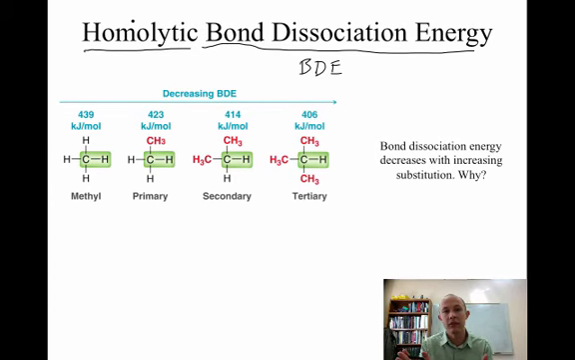This is different than what we've seen previously. Usually we see 2 electrons go to 1 atom and none go to the other atom. That's called heterolytic.